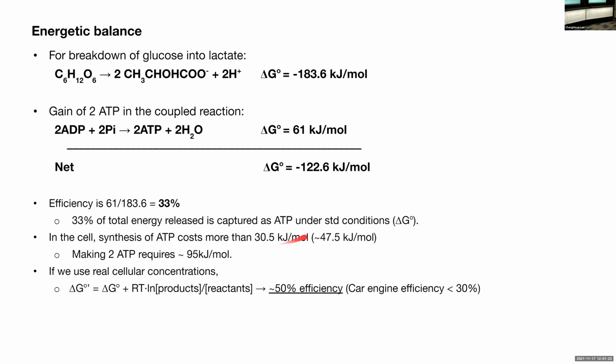So you're going to see that a lot: the delta G naught value is this, but the actual delta G is different from delta G naught. So don't get confused. Making 2 ATP will require simply twice as much of this, which is about 95 kilojoules per mole. And if we use the real cellular concentrations again, here's the equation that we used to get the delta G value.